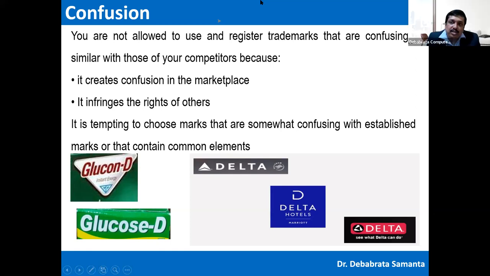Before 2004, some people could easily do that, but now it's completely blocked. You cannot use 60 to 70% of keywords from an existing trademark logo or keywords. You are not allowed to use a similar registered trademark in new things, because it creates confusion in the marketplace.